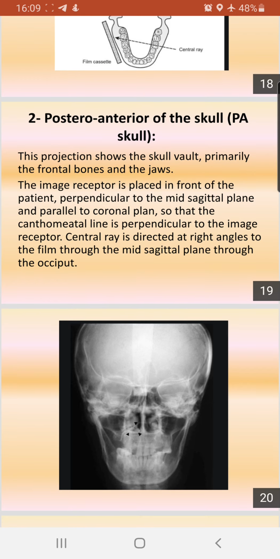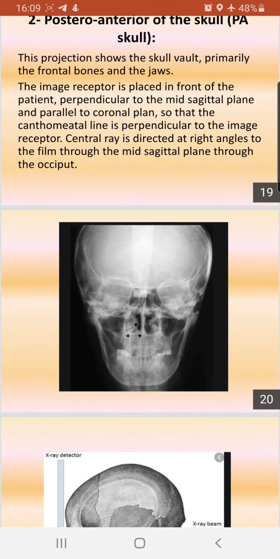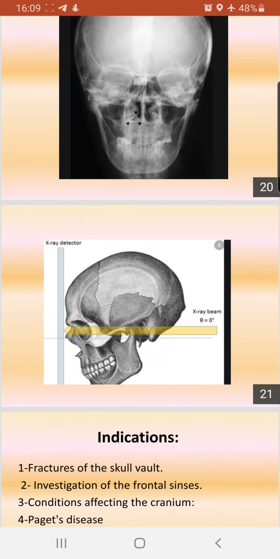Postero-anterior of the skull. This projection shows the skull vault, primarily the frontal bone, and the jaw. The image receptor is placed in front of the patient, perpendicular to the mid-sagittal plane and parallel to the coronal plane, so that the canthomeatal line is perpendicular to the image receptor. Central ray is directed at right angle to the film through the mid-sagittal plane through the occipital bone. This represents the patient position.